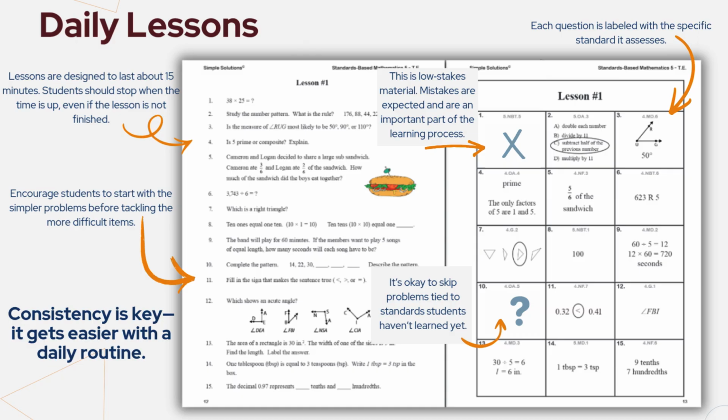It is important to model how to approach Simple Solutions lessons, so they do not feel overwhelming to your students. For example, students do not need to complete the problems in order from 1 to 15, they can start with the easier ones and move to more challenging ones. A good suggestion is to set a timer for about 15 minutes and stop when the timer ends. As the year progresses, students will be able to complete more, and soon the entire page in that period.